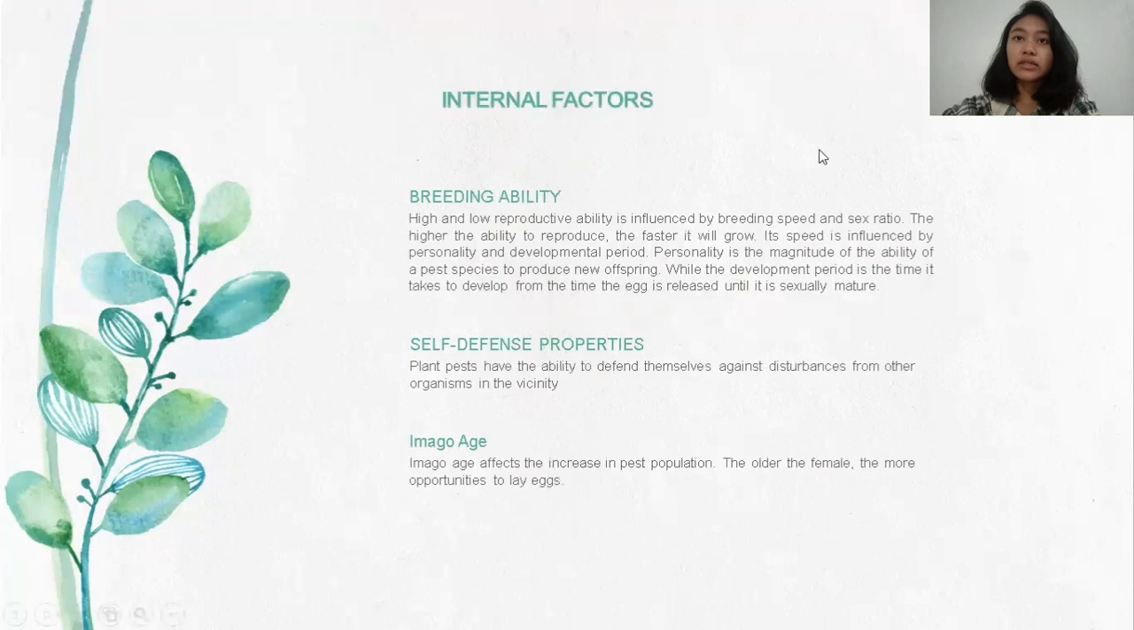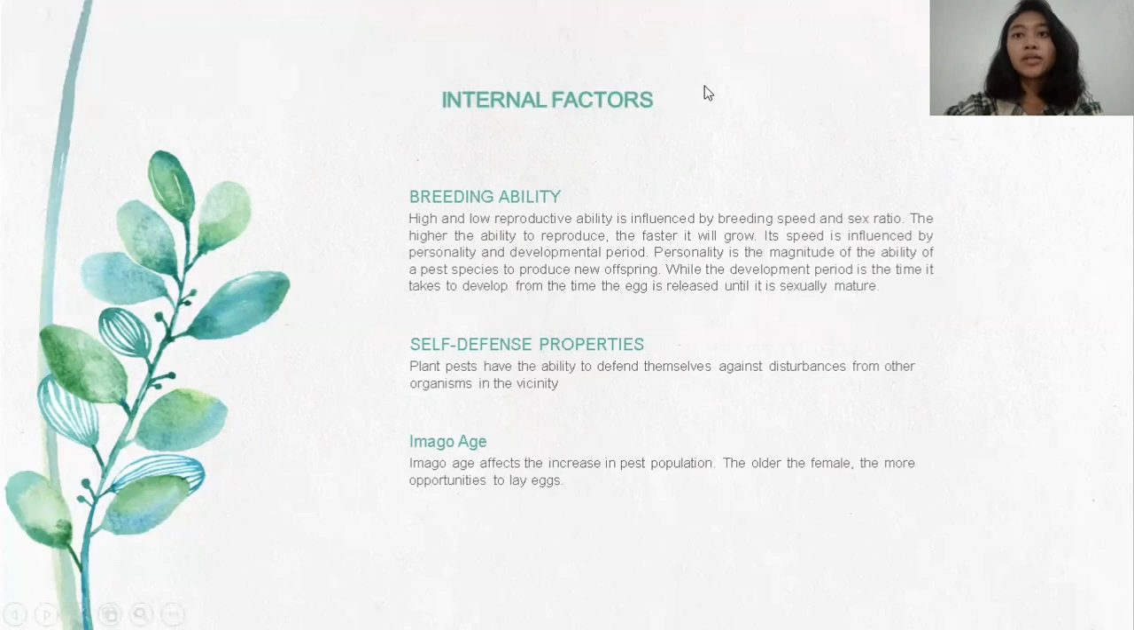In internal factors, there are three things that affect them. The first is breeding ability. High and low reproductive ability is influenced by breeding speed and sex ratio. The higher the ability to reproduce, the faster it will grow. Its speed is influenced by fecundity and developmental period.